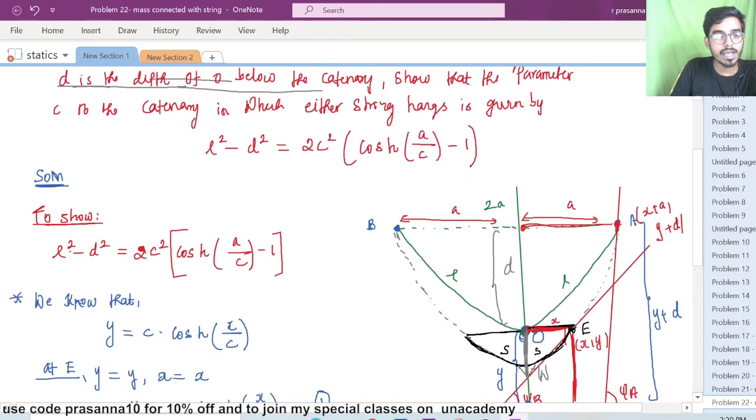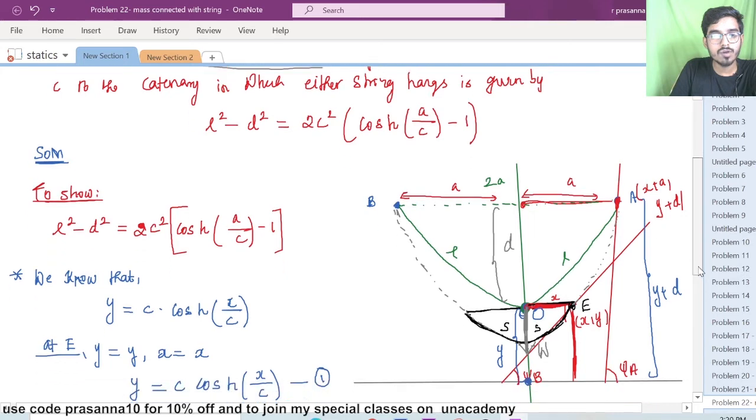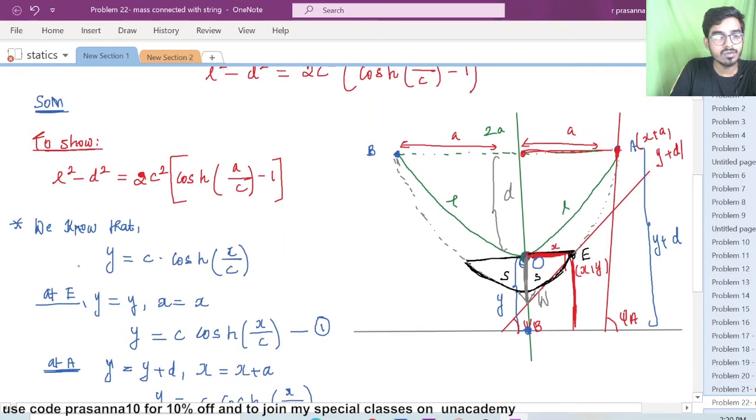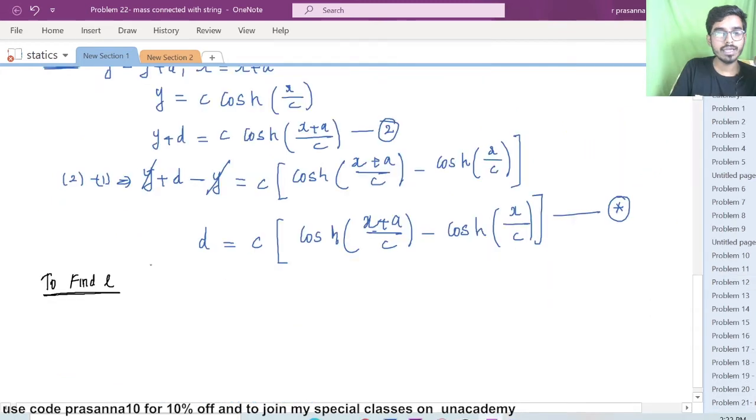So I have found d now. Now I'm going to find L. I found d by using the relation y is equal to c times cosh(x/c): at E I have used this relation, and at A I have used this relation. So we will find L. To find L, what is the relation between s and x?